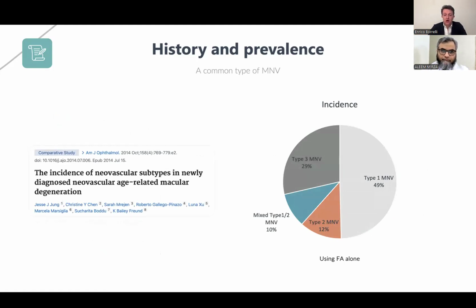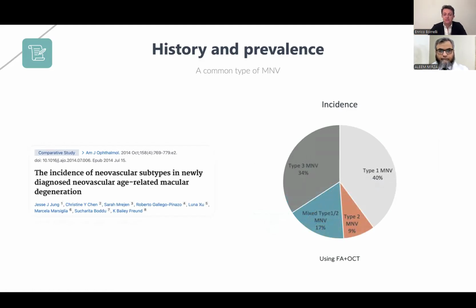The prevalence of type 3 neovascularization is high. If we use only fluorescein angiography, the prevalence is almost 30% of all cases of neovascular AMD. But if we use even structural OCT, the prevalence is even higher. So this is a common type of neovascularization in patients with neovascular AMD.